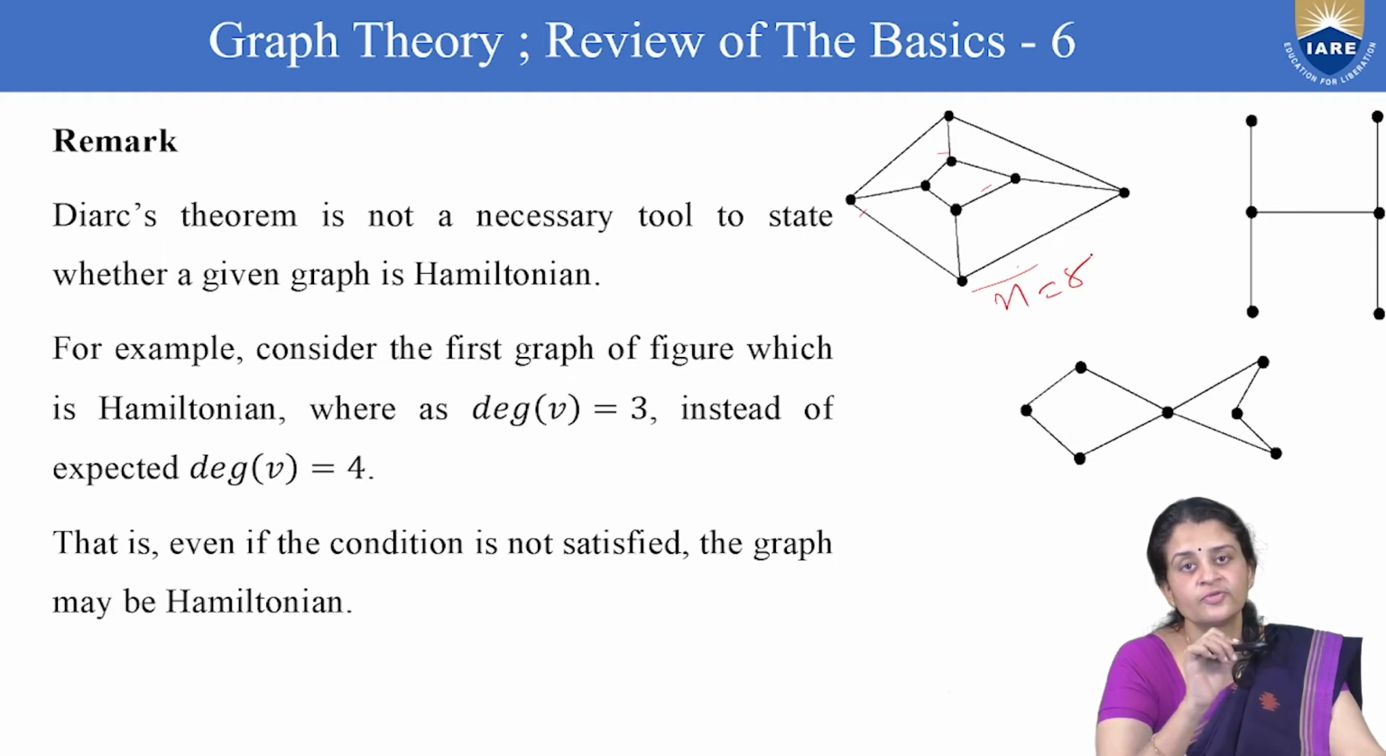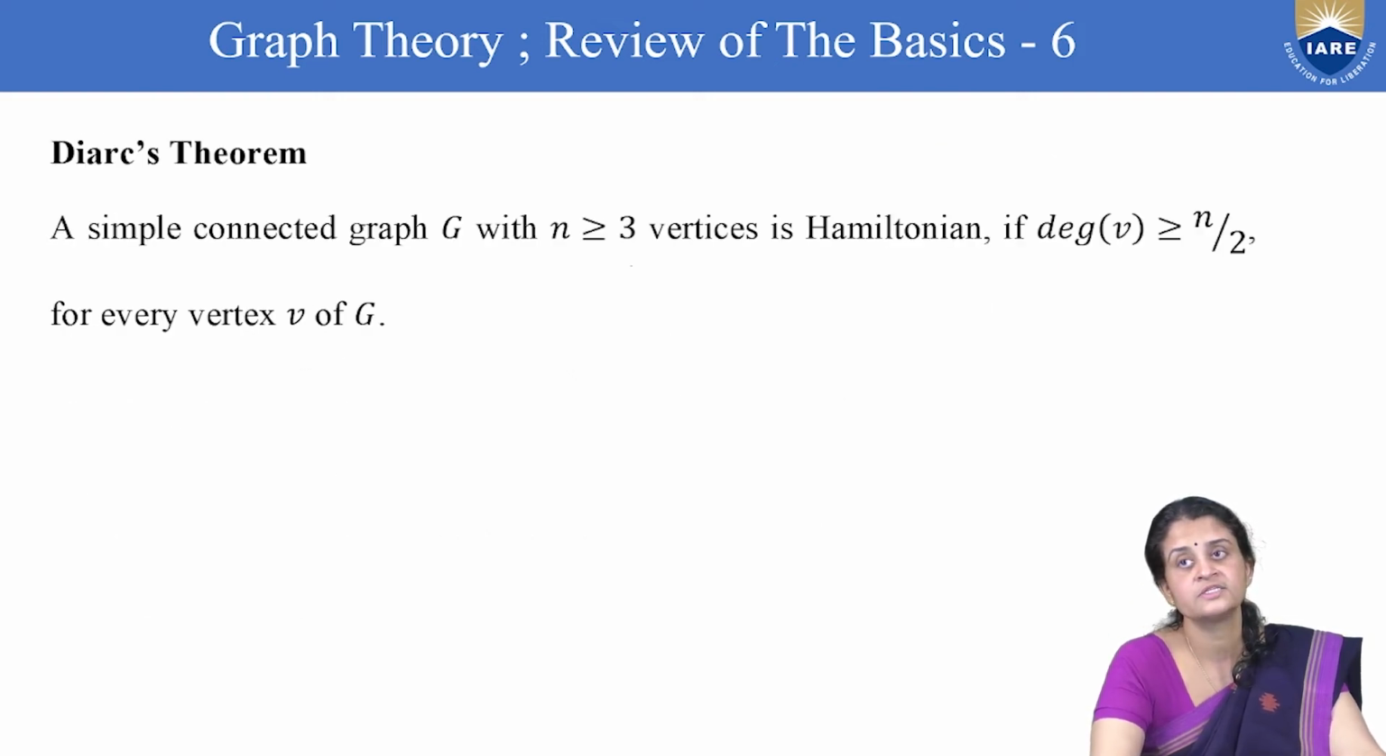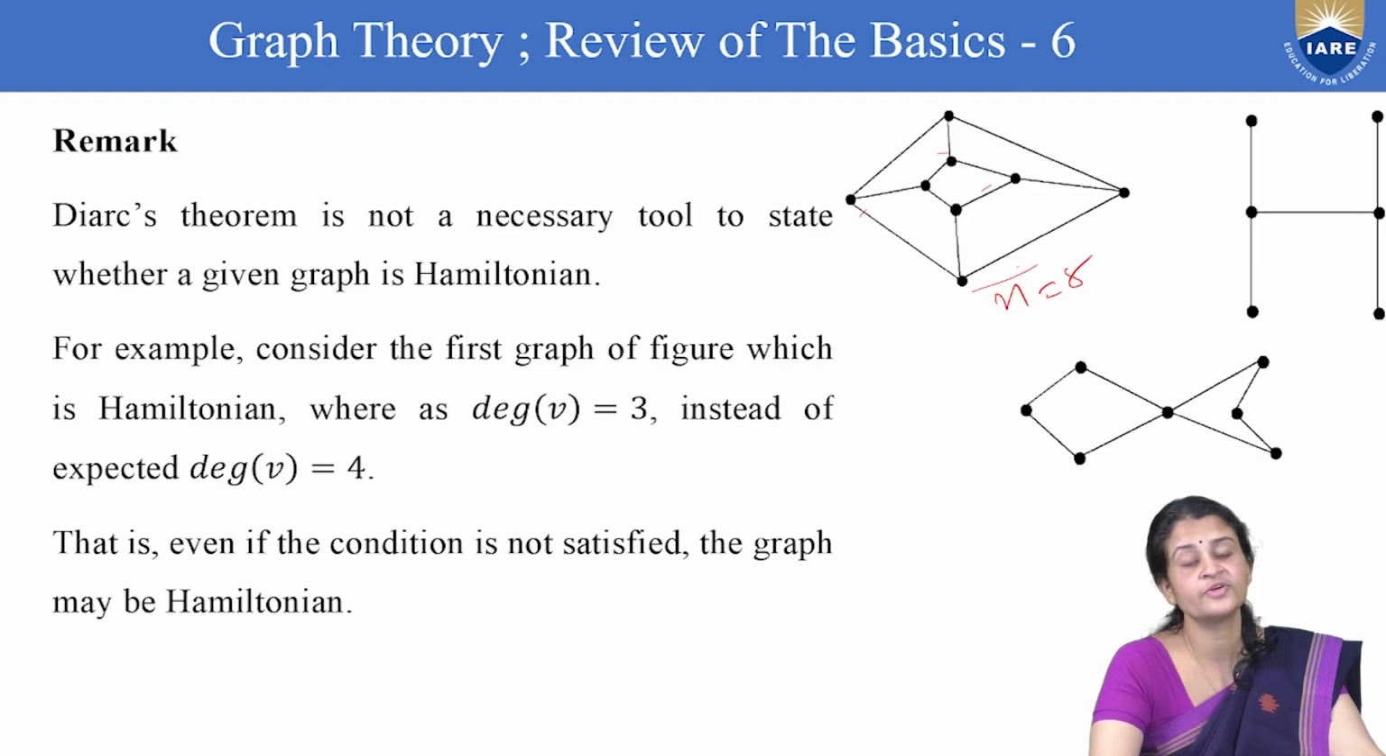And what is the degree? According to Dirac's condition, what is expected? If the degree of every vertex v is greater than or equal to n by 2. Here n is equal to 8, so n by 2 is equal to 4. If every vertex is of degree greater than or equal to 4, then it is Hamiltonian.